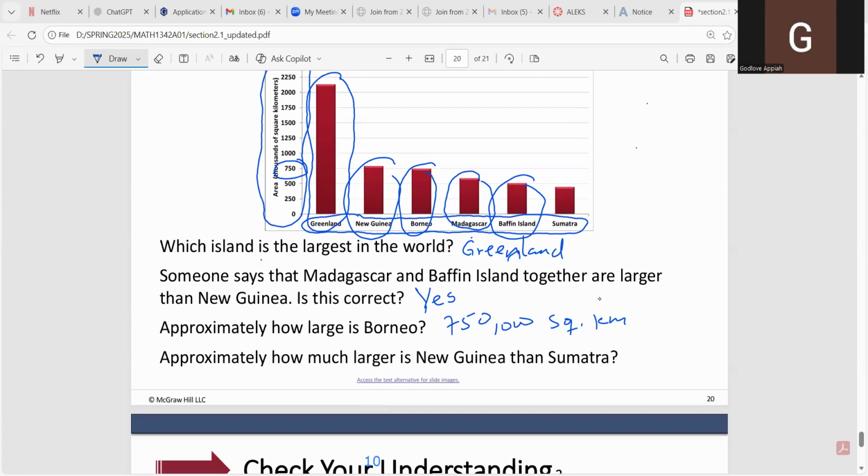Approximately how much larger is New Guinea than Sumatra? Can you type your answer in the chat? How much larger is New Guinea than Sumatra? So Trip says approximately 400,000 square kilometers. Anybody else? Alan says 250,000. Stacy says 253,000 square kilometers.